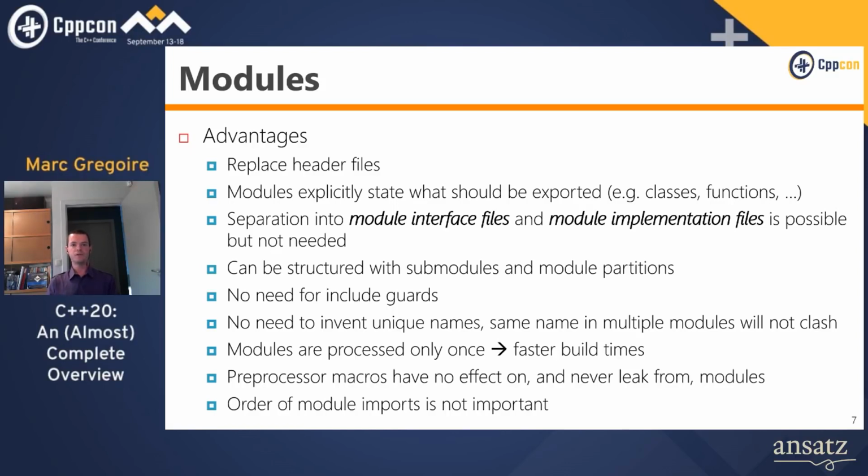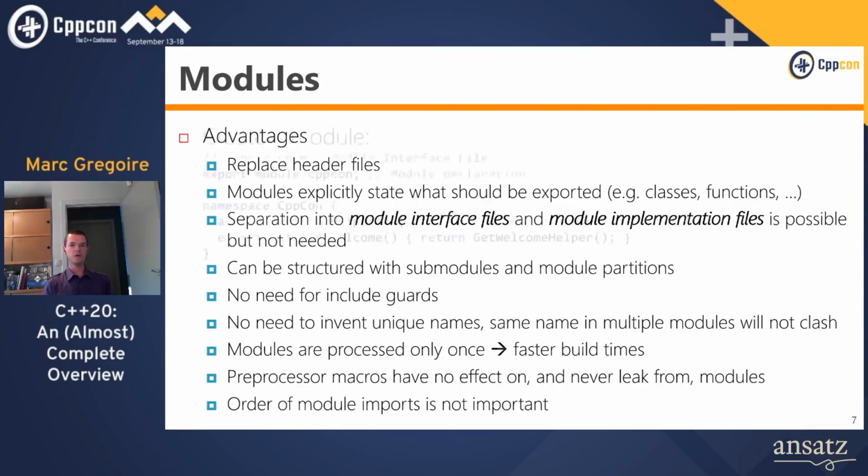Another interesting aspect of modules is that they are processed only once, so this will result in faster build times. And also, preprocessor macros will never have any influence on the code inside your module, and any preprocessor macros that you have defined inside a module will never leak from that module. And because of this, the order of module imports is not important. This was important with header files, because it could be that one header file defines some kind of preprocessor macros that was important for the next header file that you include.